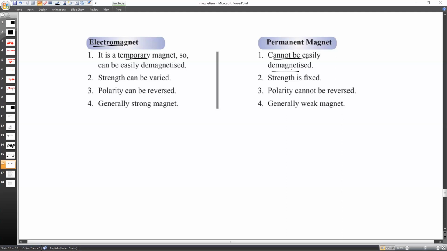A permanent magnet cannot be easily demagnetized. And we can say that in an electromagnet the strength can be varied by changing the current, whereas in a permanent magnet the strength is fixed. Polarity can be reversed, meaning the poles can be reversed. If it is a north pole in an electromagnet, you can change the current and it will become the south pole. And generally, an electromagnet is a strong magnet, and it is a weak magnet.